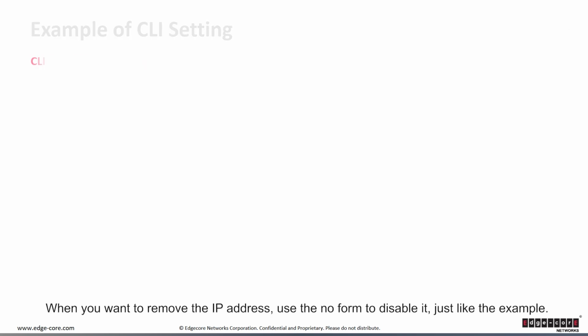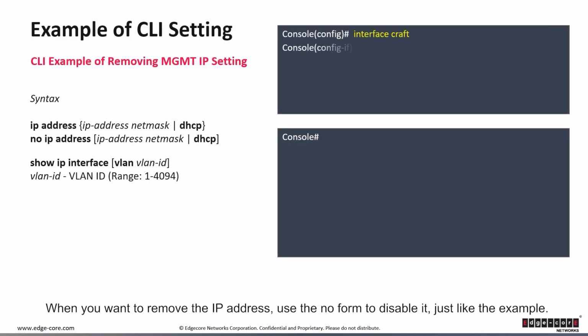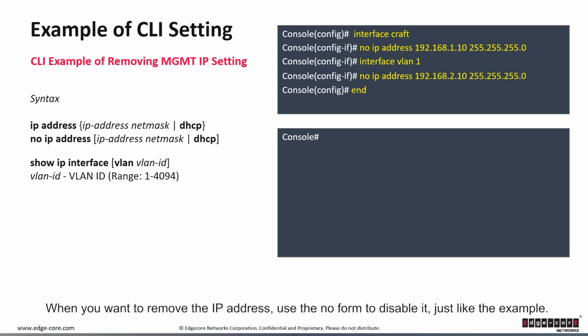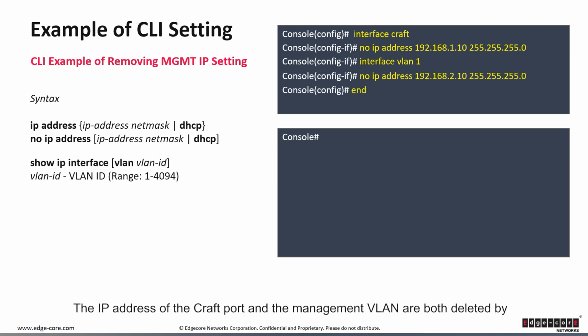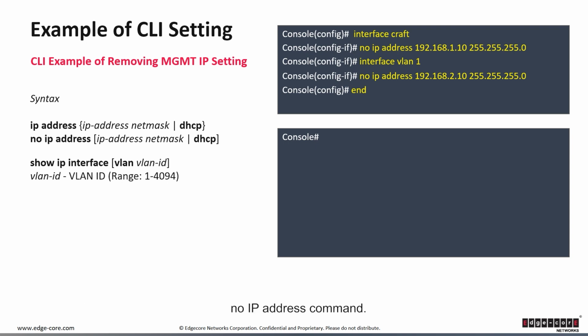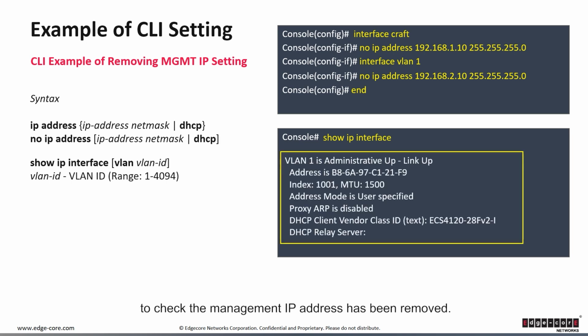When you want to remove the IP address, use the no form to disable it, just like the example. The IP address of the Craft port and the management VLAN are both deleted by the no ip address command. You can use the show ip interface command to check that the management IP address has been removed.